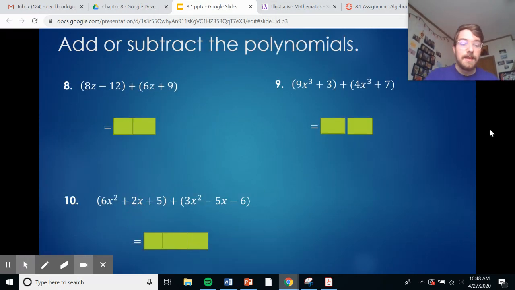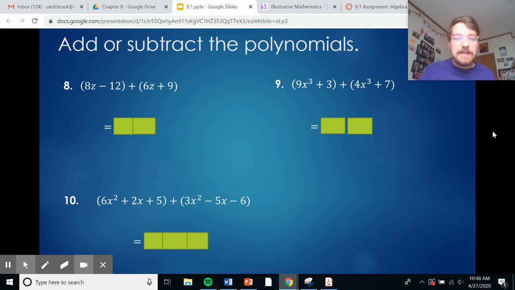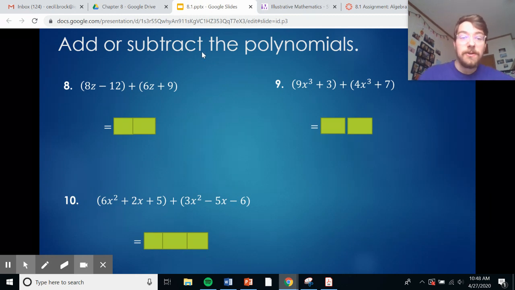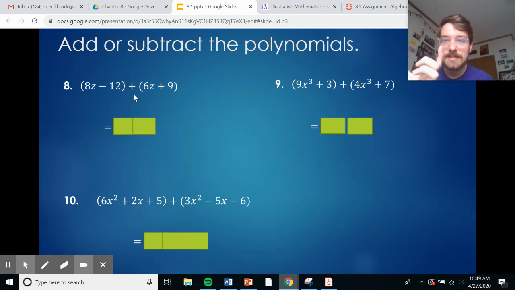Okay. Last thing, and I will leave you alone for the day. So we're going to put it all together and we're going to add or subtract the polynomials. So I put them in parentheses to show you which is one polynomial and which one is the other. So there's no distributing going on at all. There's no multiplication. We're just adding and subtracting.